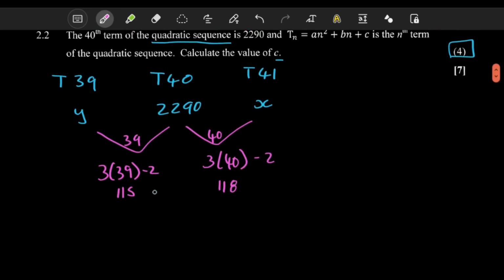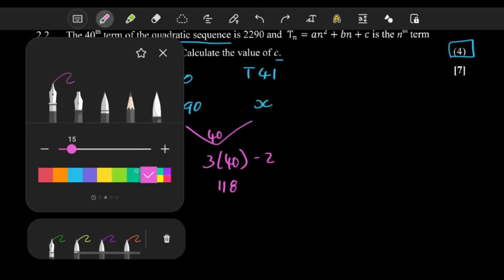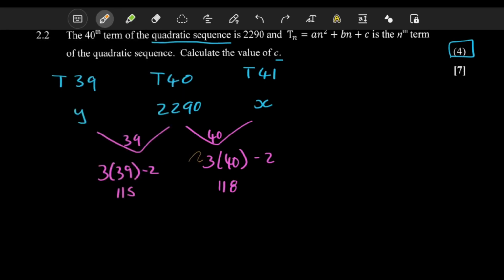So we know that the common difference in this sequence is, or the second common difference rather, let me use another color for the second common difference, because the pink represents the sequence of first differences, and this is the second common difference of the quadratic number pattern. So 118 minus 115 gives you a 3.